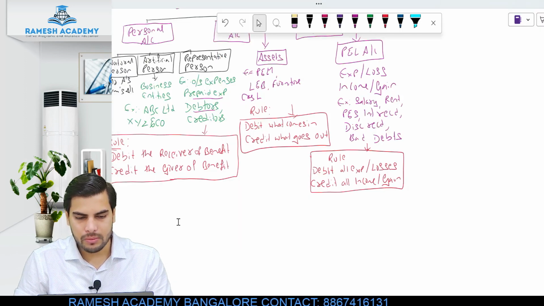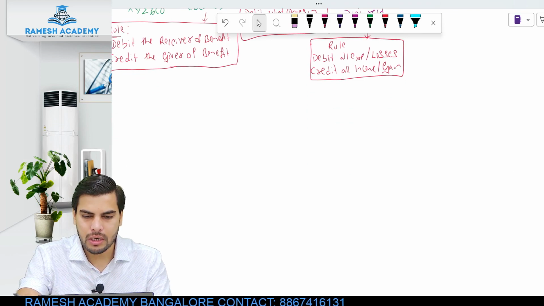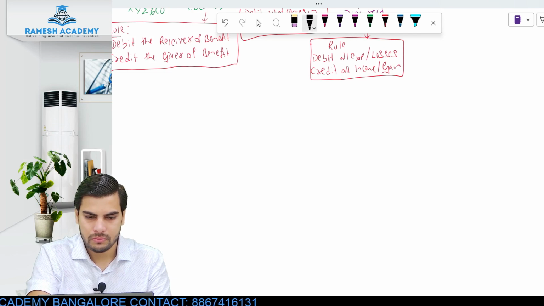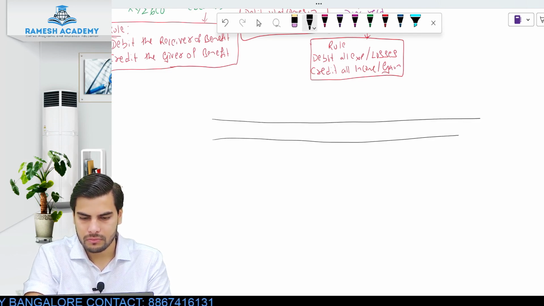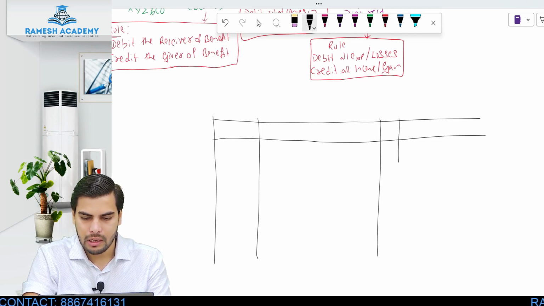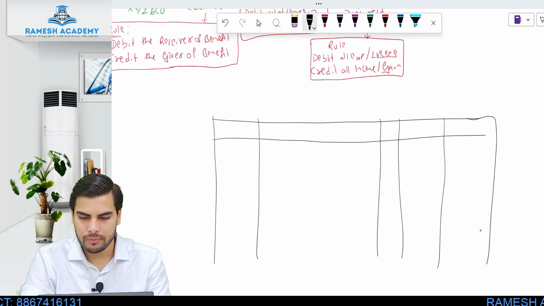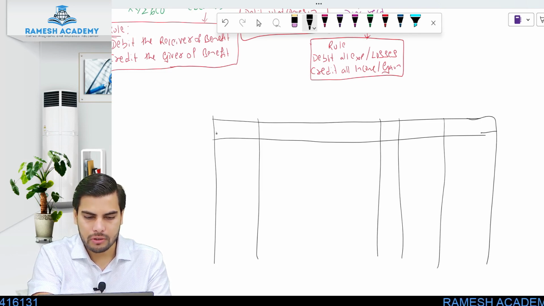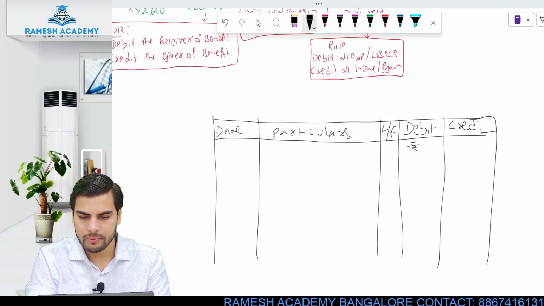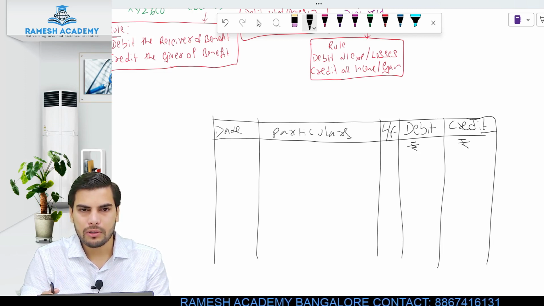Normally the journal book would appear like this. So the format of the journal would be like this. Look at this, it will have a few columns: date, particulars, ledger folio, debit amount and credit amount. This would be the format. This is how the journal book would look.